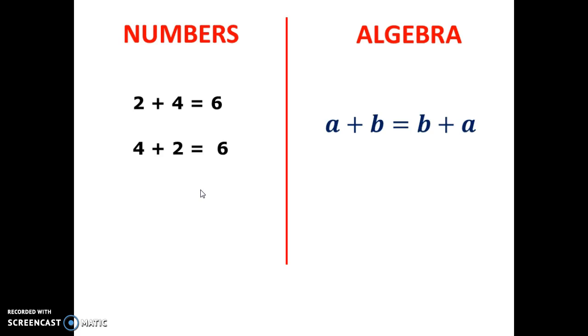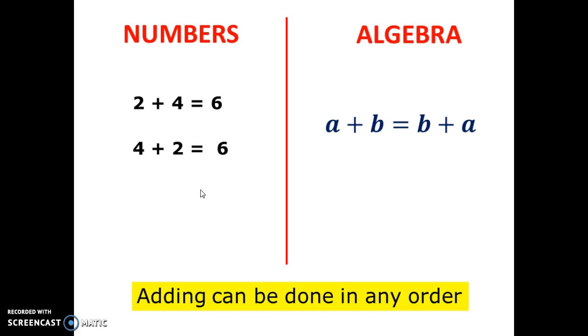If I add A and B together, it's exactly the same answer as if I added B and A together. So adding can be done in any order.